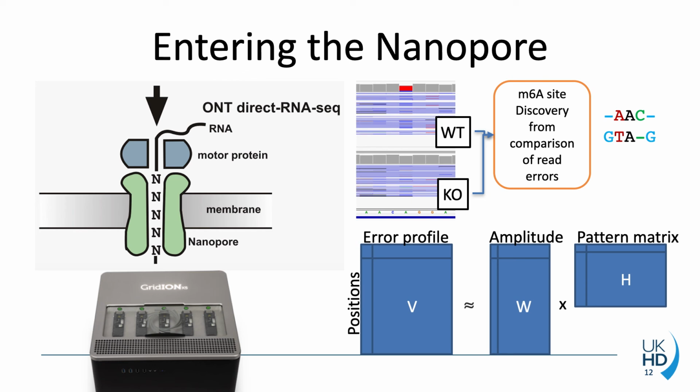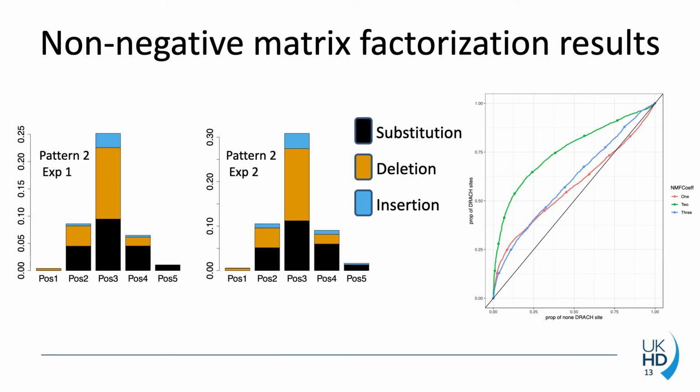which is an error profile, and we decompose it into an amplitude and a pattern matrix, which we're actually interested in. So a prominent pattern that emerges from this NMF approach is shown here as pattern 2, where at the central position you would have an A, and deletion rate and substitution rate seem to be increased, and this is consistent across 2 independent experiments. And this particular pattern is also strongly enriched for so-called DRACH sites. DRACH sites have been previously described as a potential recognition motif of the methylase on the RNA.